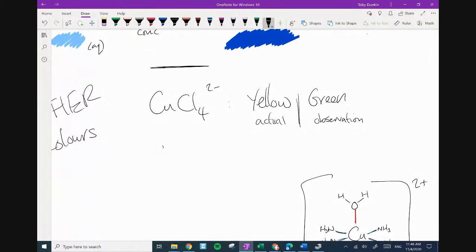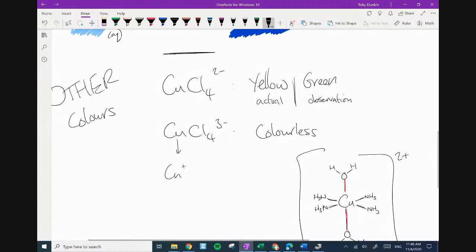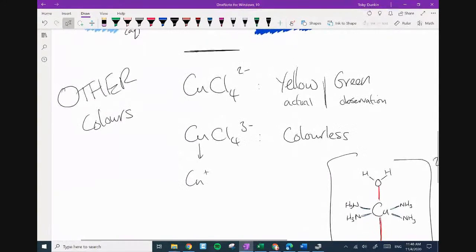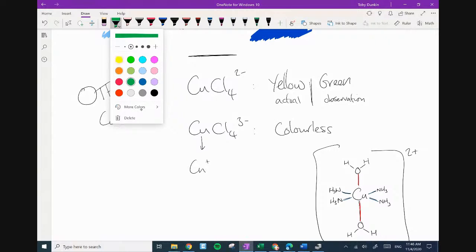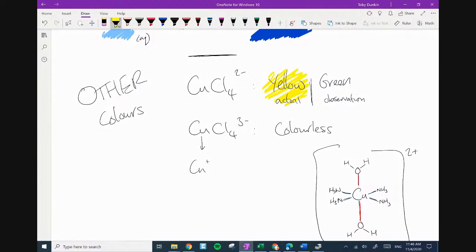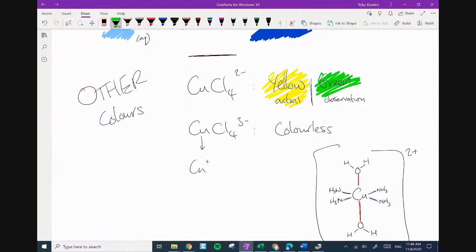Just to mention one more, CuCl4 3-. This does exist, and it is colorless. The reason it is colorless is because the copper in this one is in oxidation state +1, and copper +1 has a full d subshell, so it is going to be colorless. It's nice to mention those extras. The true color of this guy is yellow, but the observational color is often seen as green, and they will usually allow both colors in the exam, which is nice.